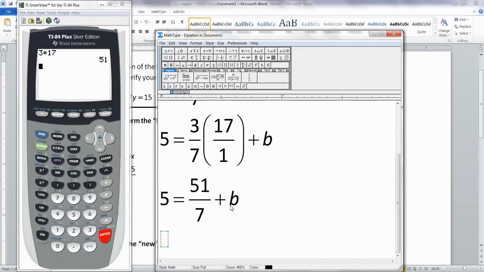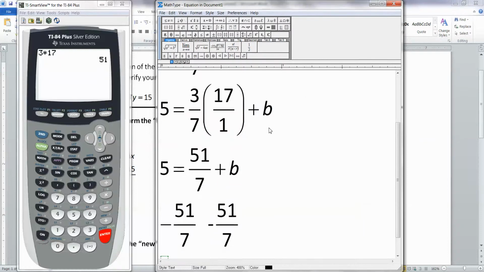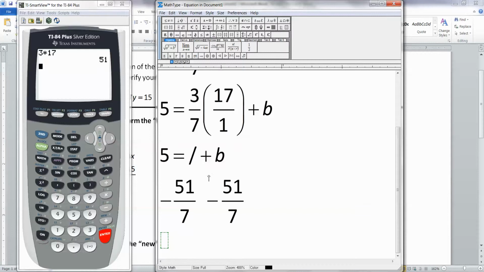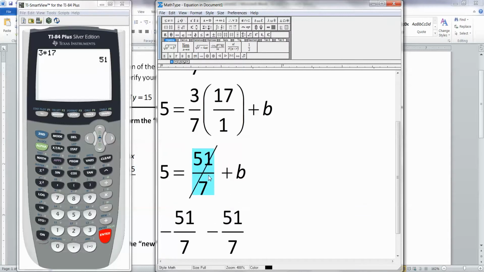All right, now I want to get b by itself, correct? So I want to get rid of this 51 over 7. They're currently being added. So we're going to subtract 51 over 7 from both sides. Oops, minus. Sorry, it's a little small. Try to make it bigger. There we go. All right, now we do that from both sides because that'll allow us to make this part go away.